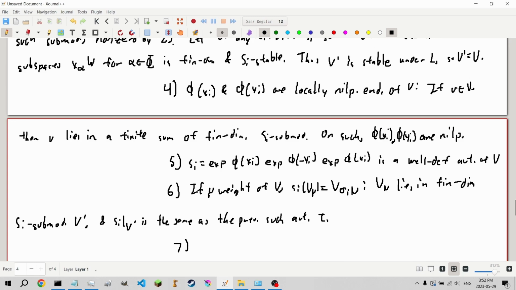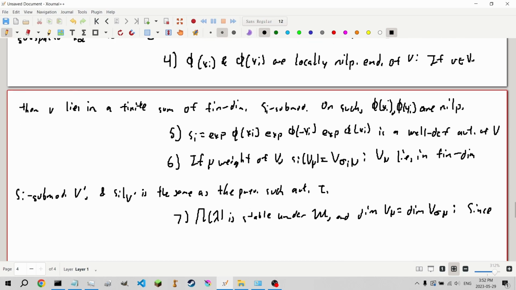Step 7 is that the set of weights is stable under the Weyl group, and the dimension of V mu is stable under reflection by the Weyl group. And since the Weyl group is generated by the reflections of the roots, we get this from 6.